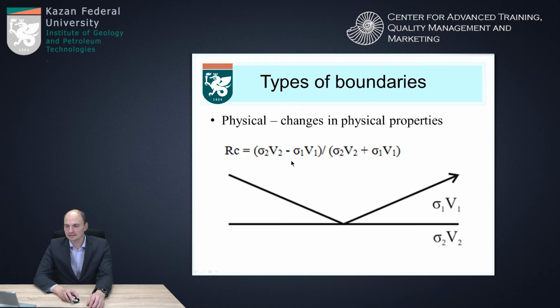That simply means that once we get a boundary on which we get a strong change in density and velocity, we're going to have a big reflection. And vice versa. If on a certain boundary density and velocity are not changing dramatically, we're going to have a small, weak reflection.